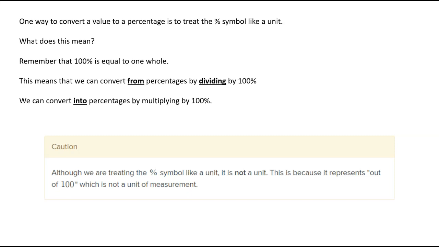Now, the caution that came up right at the start should be here now. It's just to remind us that we are treating the percentage symbol at the moment as if it was a unit, but it is not actually a unit. It works for us in the concepts that we're understanding right now, but the percentage symbol is not actually a unit symbol. It just represents that something's out of 100. So again, we are using it in these calculations as if it was a unit symbol, but it's not actually. Hopefully that makes sense to you.